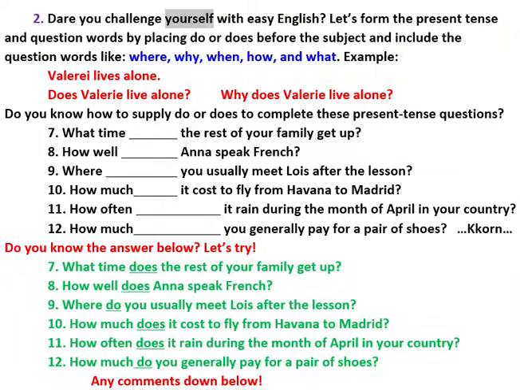Dare you challenge yourself with easy English? Let's form the present tense and question words by placing do or does before the subject and include the question words like where, why, when, how, and what. Example: Valerie lives alone. Does Valerie live alone?